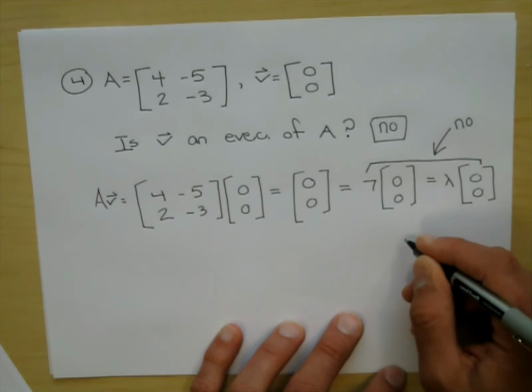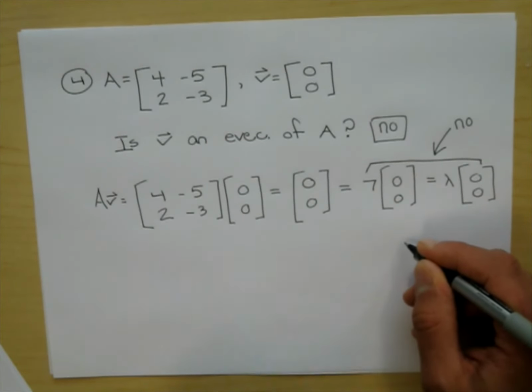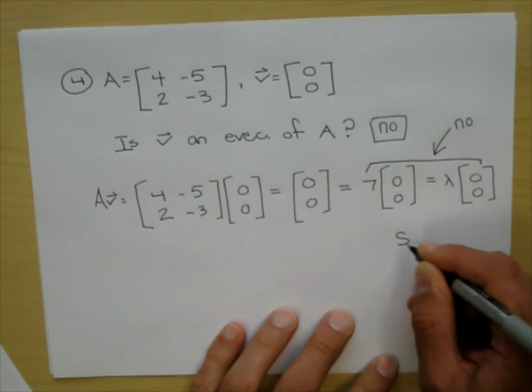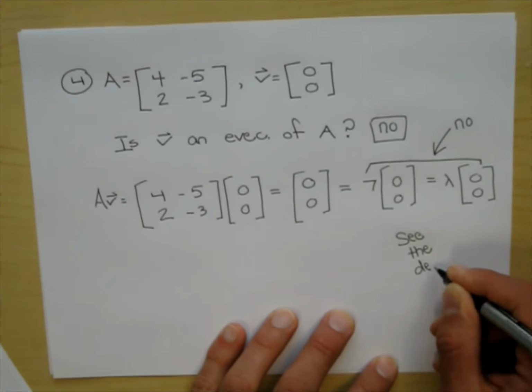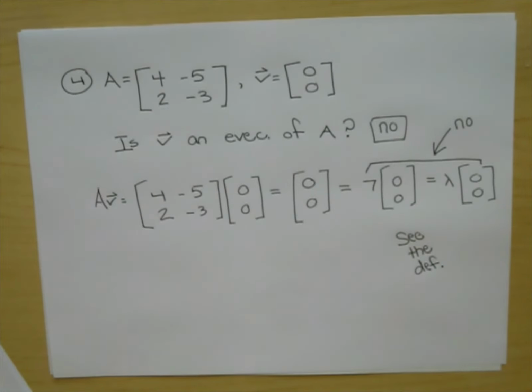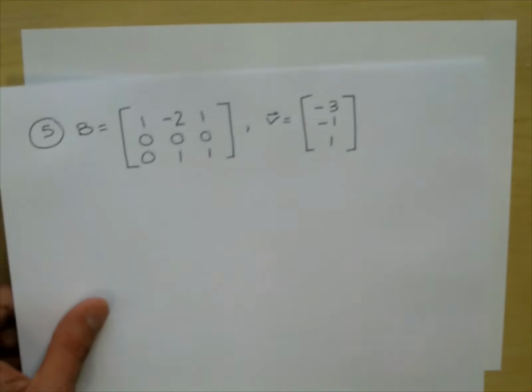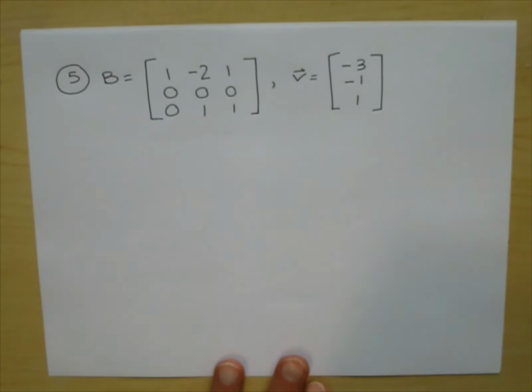Let's see, I'll just say see the definition. Okay, people are just looking at the PDFs. So I think what we should do is take a look at another example, example number 5. This time I'm actually going to change the matrix around, change it to a 3 by 3 matrix.